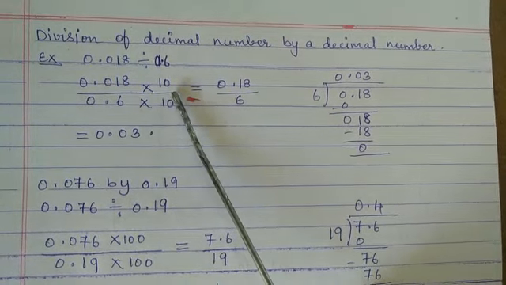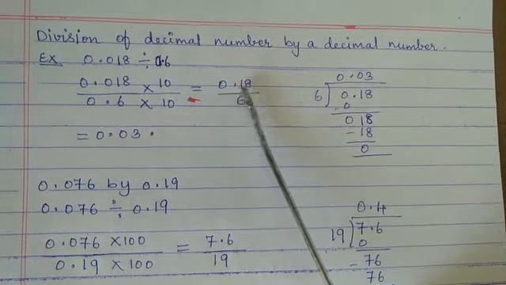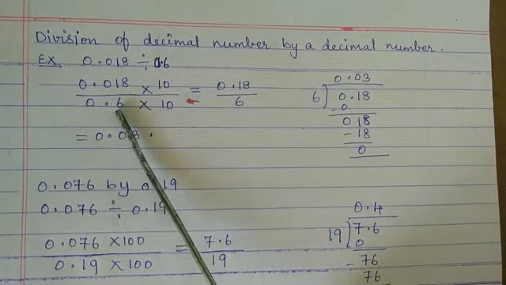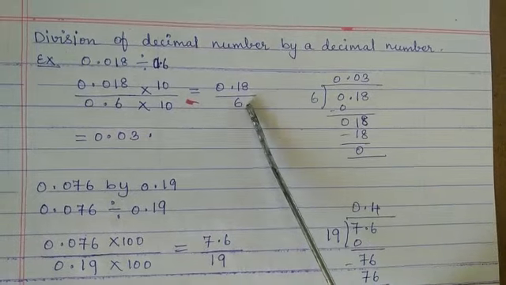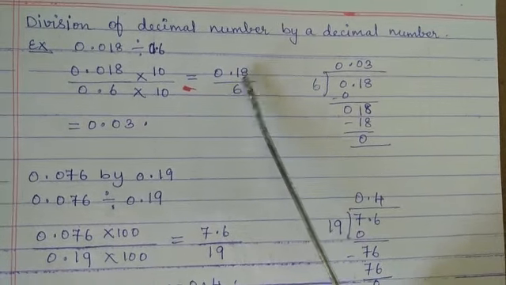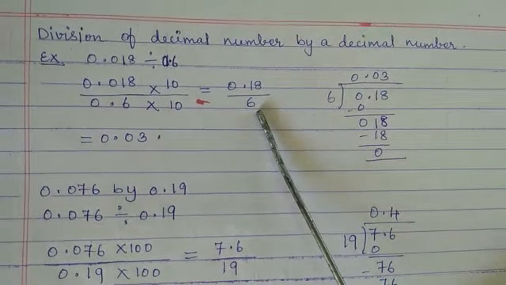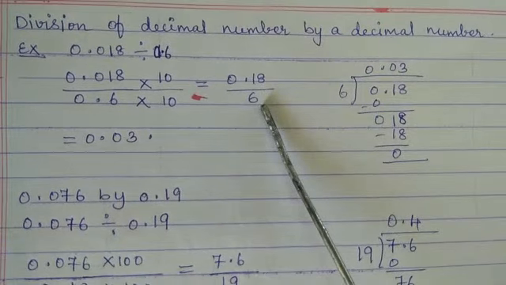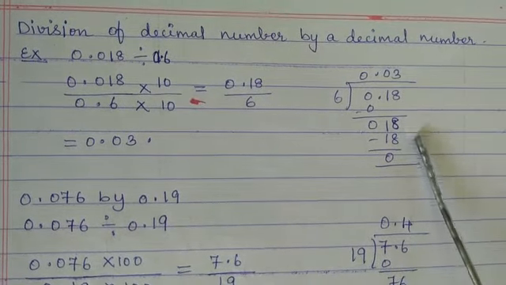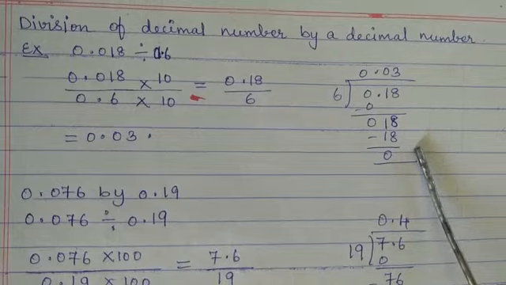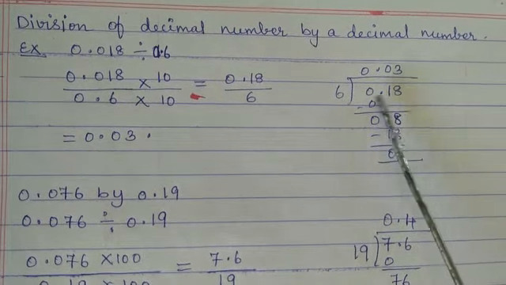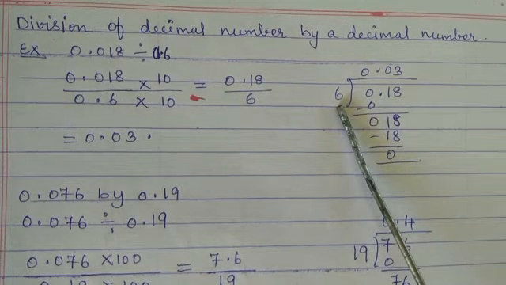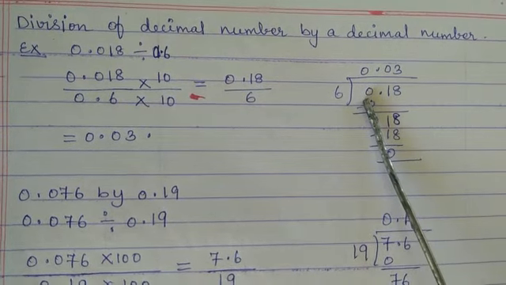So 0.018 multiplied by 10 is equal to 0.18 and 0.6 multiplied by 10 is equal to 6. So again the division comes like this, 0.18 divided by 6. This is a decimal number divided by a whole number. The ordinary division which we have done in the second method, we will do it. So here 0.18 divided by 6. First the divisor is 1 digit. Here we are seeing the whole number, that is 0.